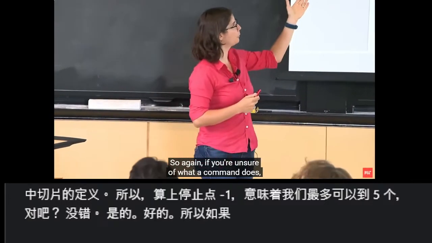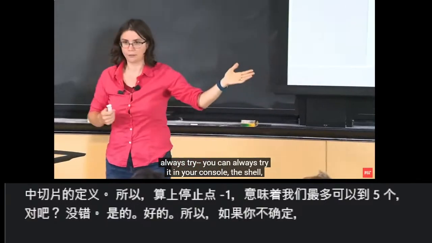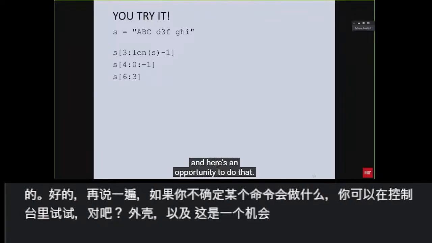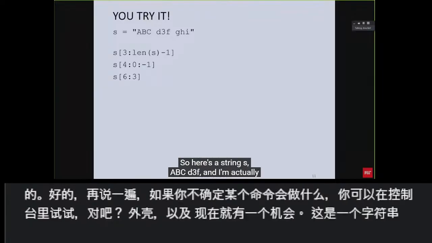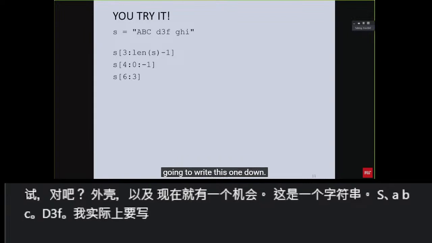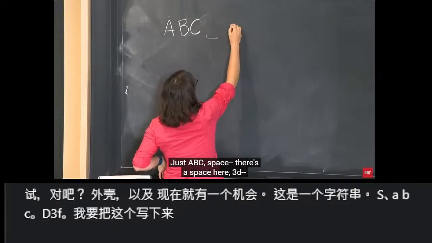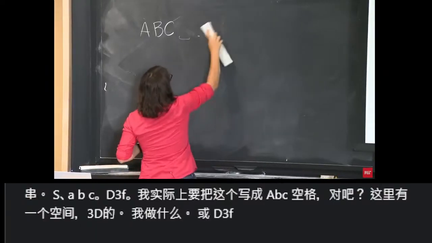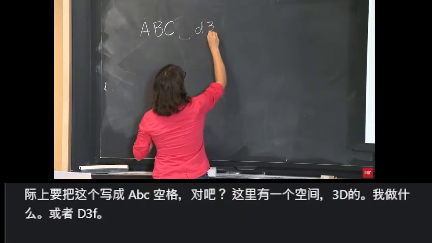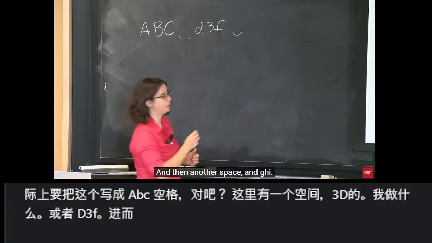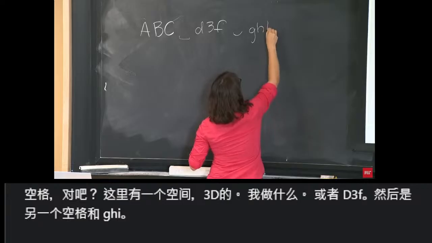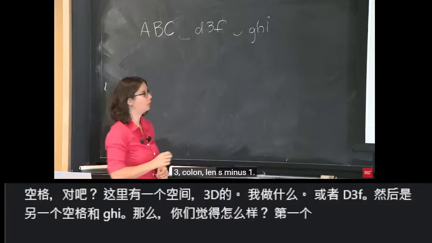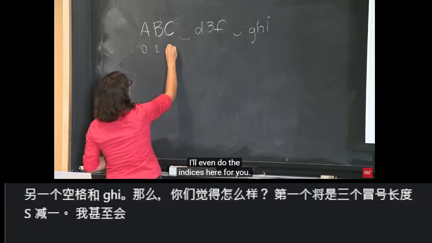Okay, so again, if you're unsure what a command does, you can always try it in your console, the shell, and here's an opportunity to do that. So here's a string S, and I'm actually going to write this one down, just ABC space, there's a space here, D3F, and then another space, and GHI. So what do you guys think the first one will be? S[3:len(S)-1]. I'll even do the indices here for you.